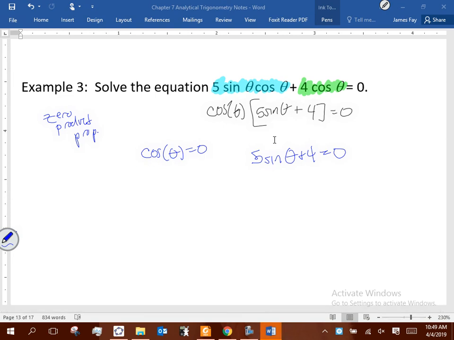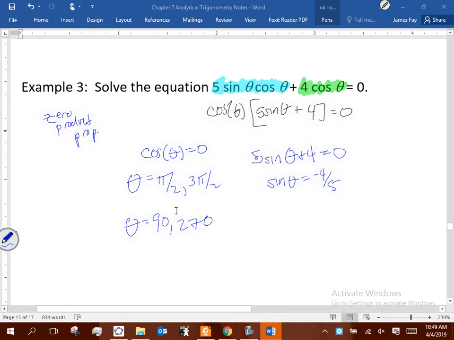So let's just work. That one was already solved for. Let's go ahead and finish this one. Isn't this going to give me sine of theta is negative 4/5? Unit circle wise, if I'm looking at the cosine theta one, cosine theta equals 0. When is cosine 0 on the unit circle? Those 2 radians, or 90 and 270, right, in degrees. Where is sine of theta negative 4/5 on the unit circle?